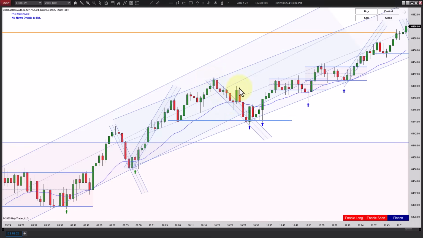Then we're working back. First entry, move to a new low, and you get a second entry long down here.